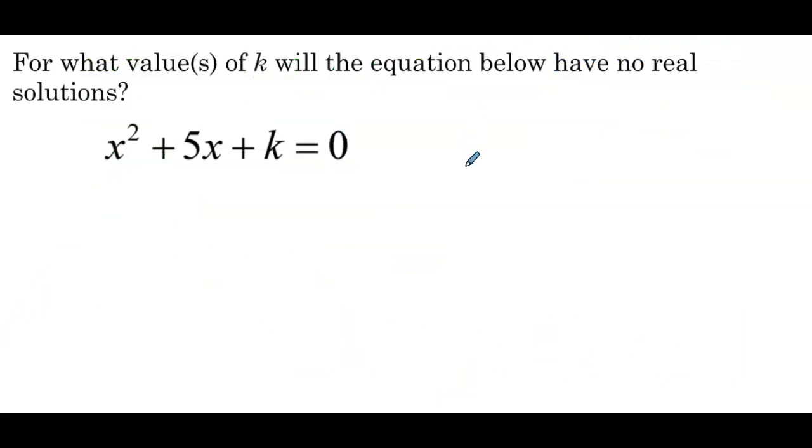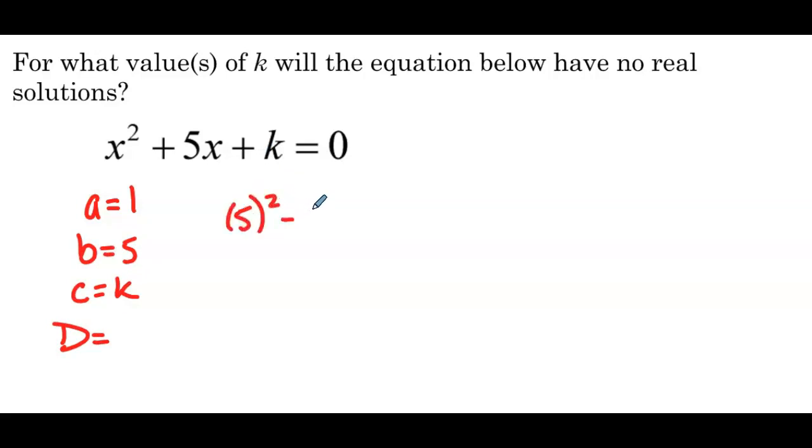So for what value or values of k will the equation below have no real solutions? Okay, so that's going to be based on the discriminant, so let's find the discriminant. So a is 1, b is 5, c is k. So our discriminant then, b squared minus 4ac, so we have 25 minus 4k. Now it's kind of weird, there's a variable in our discriminant, but that's actually exactly what we want.